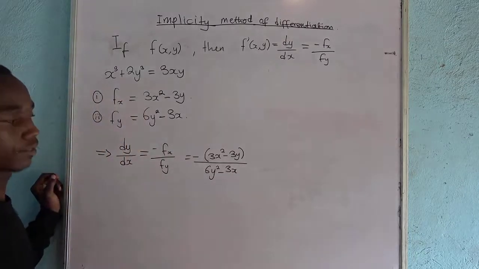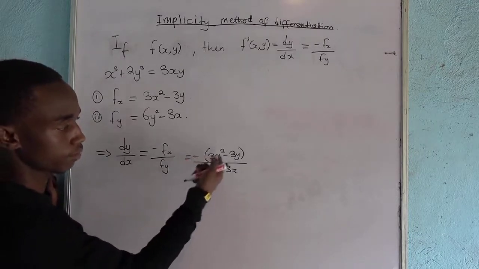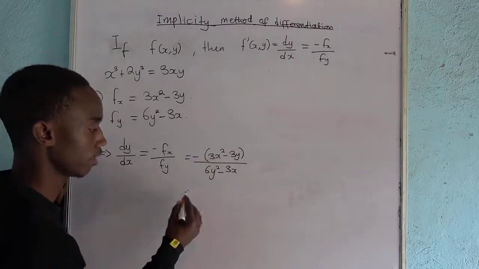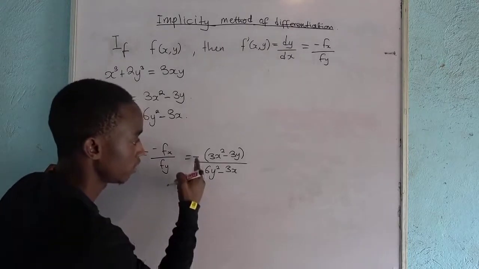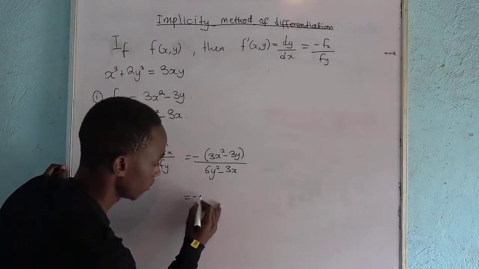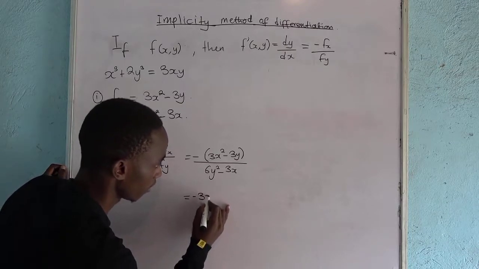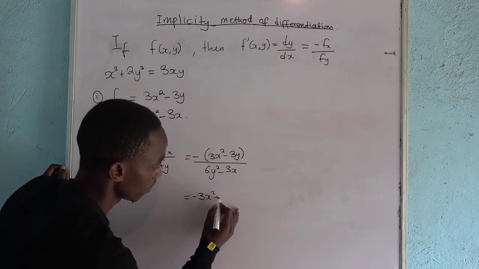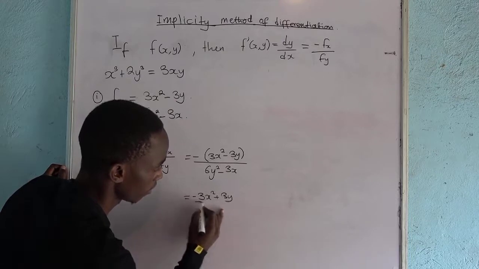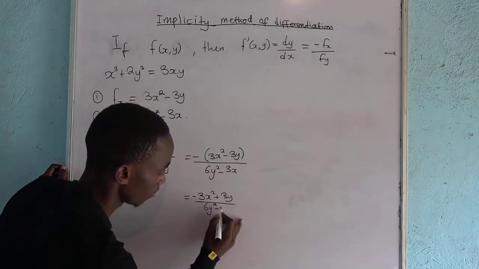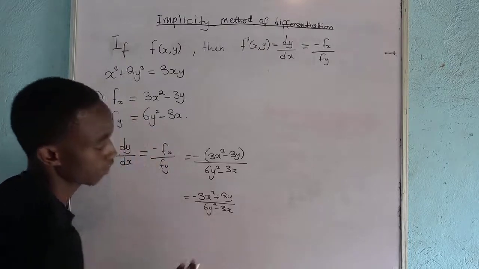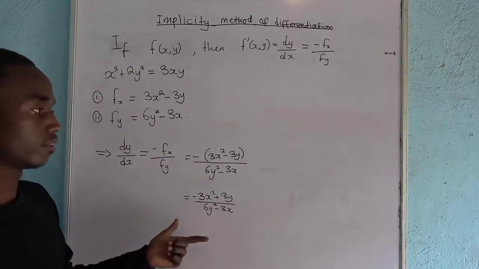And then from here you can either distribute this negative into there and see if it can be simplified any further. So distributing the negative there, you're going to have negative 3x squared plus 3y divided by 6y squared minus 3x. So this is your derivative.